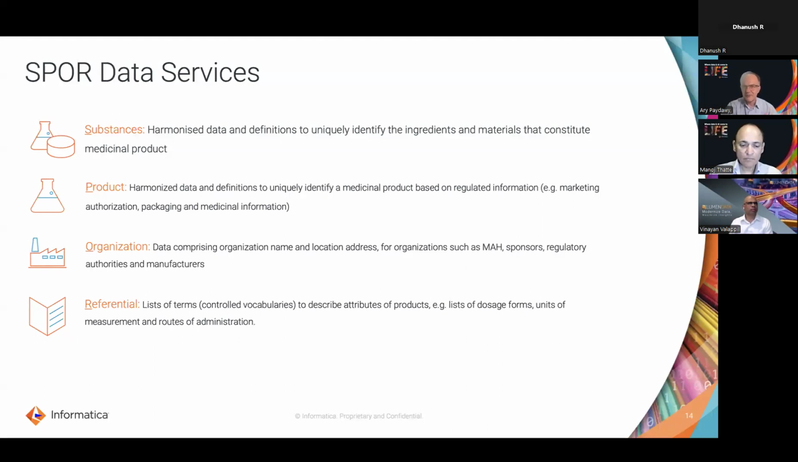If you look at the product level, these uniquely identify what the regulated information is: what is the marketing authorization for that product, what's the packaging, what's the medicinal information. The organization covers everything from regulators to sponsors to distributors to manufacturers and so forth, so being able to come up with a standard around how to manage organization. And obviously the last one is around the referentials. These are controlled vocabularies, where there's dosage form, units of measure, and route of administration.